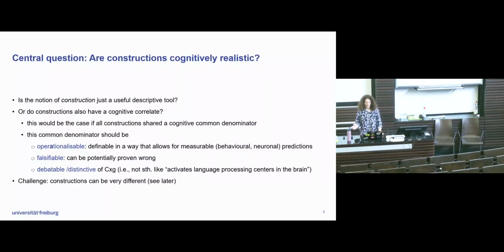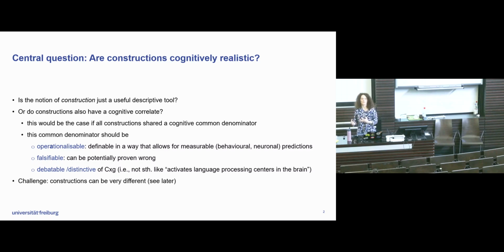And so one of my central questions has been, are constructions cognitively realistic, or is the notion of construction just a useful descriptive tool, which would be fair enough, right? But is it more than a useful descriptive tool? So if constructions are cognitively realistic, this means that they should have some kind of cognitive correlate, and this requires that all constructions should have a kind of shared, so a common cognitive denominator. And this common denominator, in my point of view, should be operationalized. I can never say this word, so it should be possible to operationalize it. So it should be definable in a way that allows for measurable predictions.